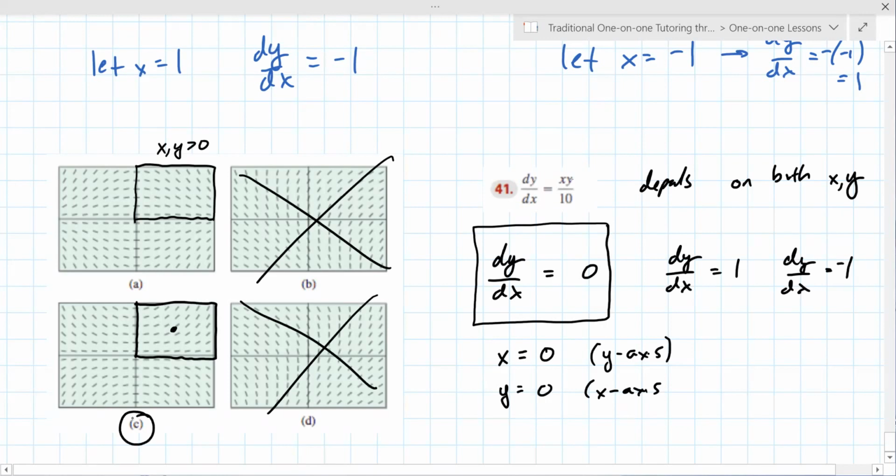Okay, and that's how you would do it. This would be really hard to do because of the 10 by hand. You could maybe do x times y, but I'm not sure you could do much more than that.